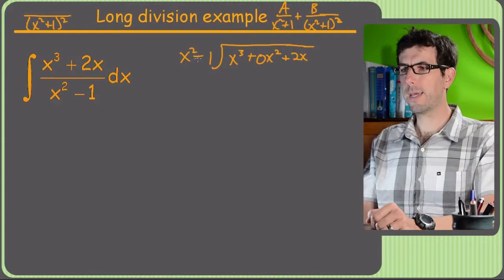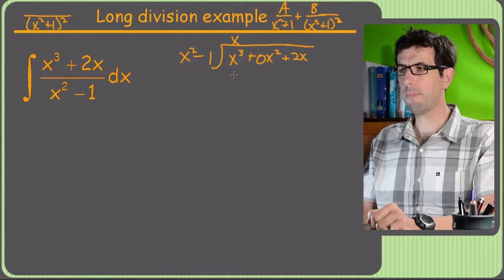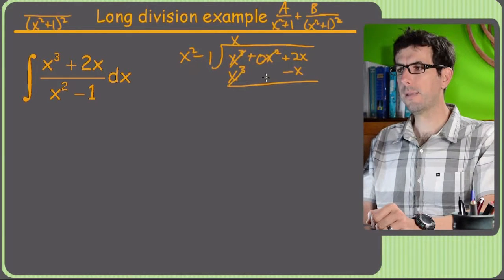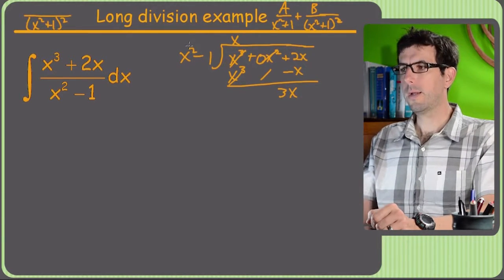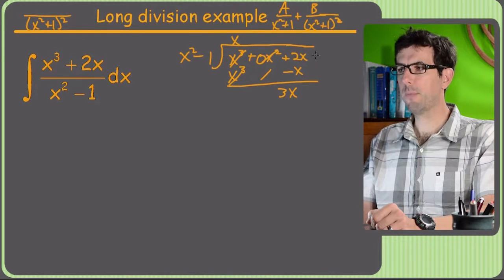Alright, so at this point I can just divide. x cubed divided by x is x squared. x times x squared is x cubed, and then x times -1 is negative x. So when I subtract, that cancels that. Don't need anything there. 2x minus negative x is 3x. Alright, so that's just our remainder. We don't have any more numbers here, so we're done. This is our remainder.